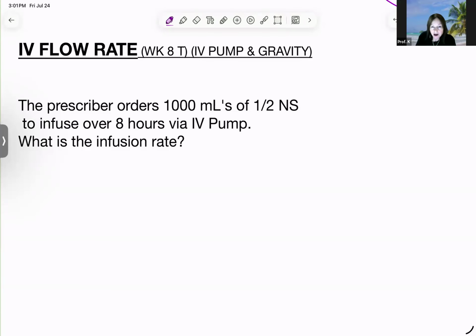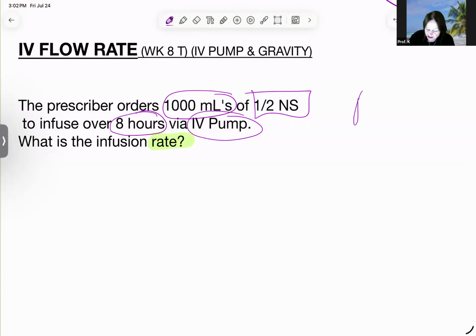All right. So now, this time we're going to solve for a certain type of way. The doctor orders 1,000 milliliters of half normal saline. That's the type of fluid, to infuse over 8 hours via a pump. The question asks, what is the infusion rate? So here's what I want you to remember. No matter what is in that question, if it asks you to solve for rate, get in the habit of writing it down, you have to figure out a couple things. The rate just means how fast you're going to run it in.